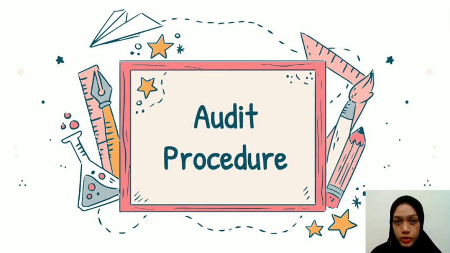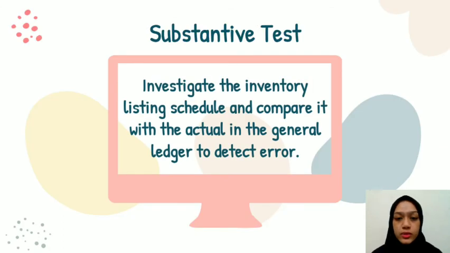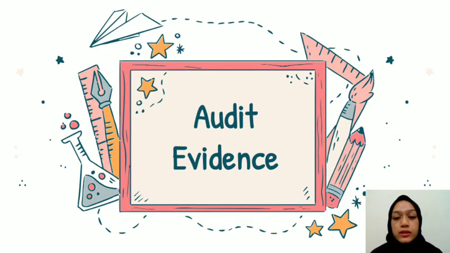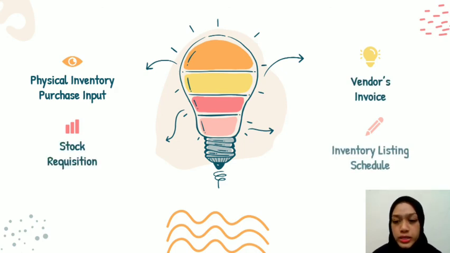Next is audit procedure. For substantive tests, the management has to investigate the inventory listing schedule and compare it with the actual in the general ledger to detect error. Next, the audit evidence for detailed tie-in is physical inventory purchase input, vendor's invoice, stock requisition, and inventory listing schedule.